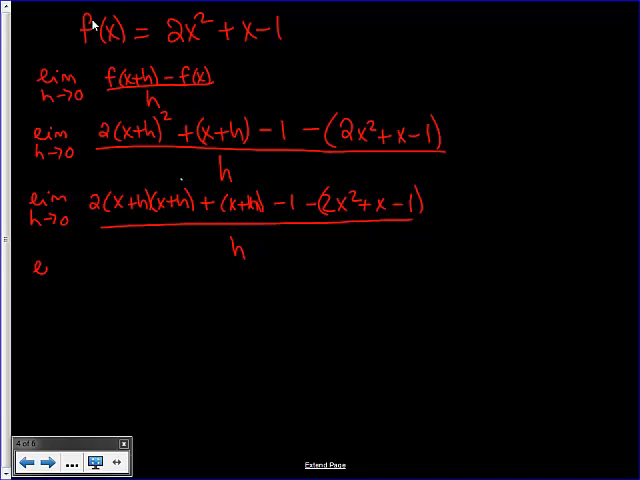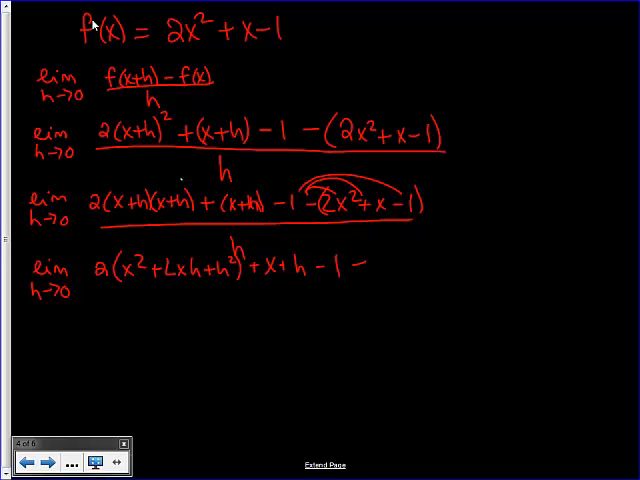Okay, so now the limit as h approaches 0 of 2 times x squared plus 2xh plus h squared. Here, guys, I just FOILed it all together in one step. Plus x plus h minus 1. And then I'm going to distribute my negative sign through. Negative 2x squared minus x plus 1. Everything divided by h.